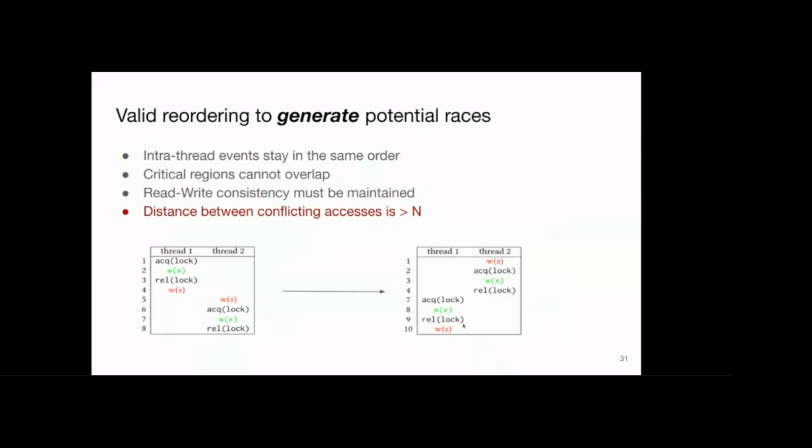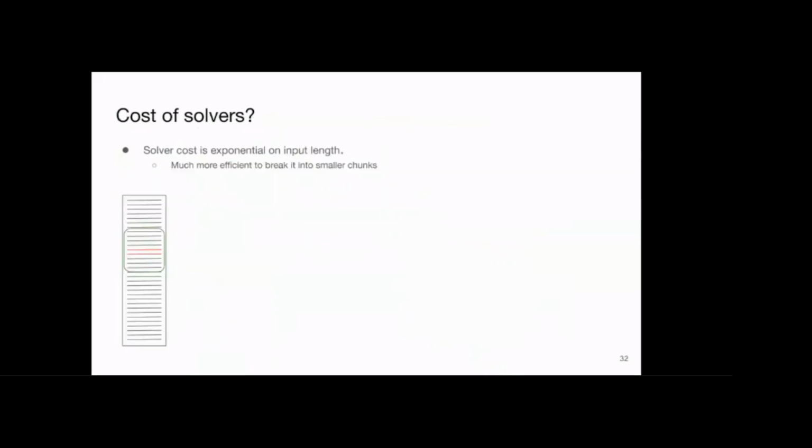And one problem that's important to keep in mind here is that I initially mentioned that the computational cost of these solvers is pretty high, which is kind of the blocking point. And so we need to address this somehow, since one thing we want to avoid is introducing a race that's trivially detectable with a solver. And our insight here is that the cost of running a solver is exponential on the input length. And what that implies is that it's much more efficient to run the solver multiple times on smaller inputs than it is to run it once on a very large input. So that's what we do here.